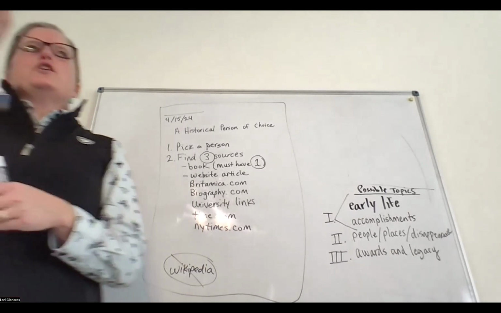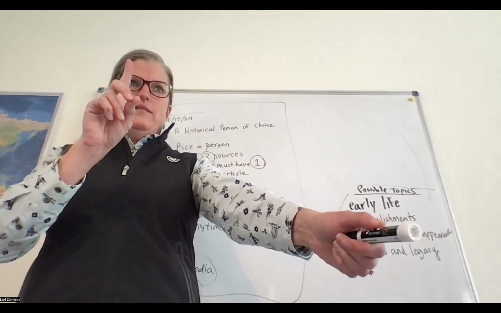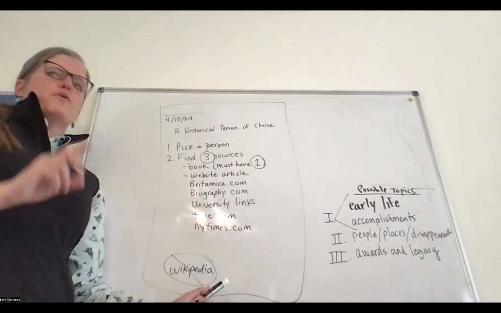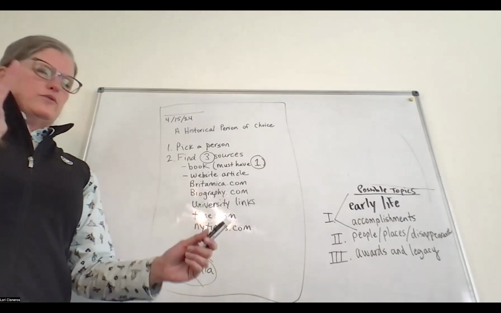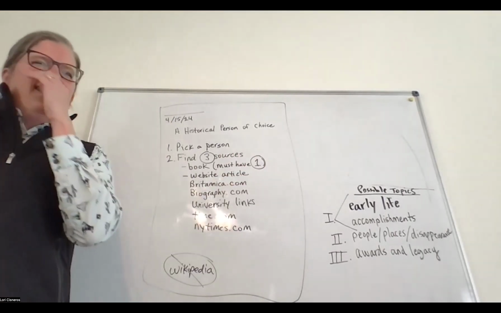So your homework, you have 2 parts to your homework. You're writing your first paragraph of Amelia Earhart, right? And you're going to find 3 sources to bring next week, and one of them has to be a book. So I'm going to message your parents about bringing a book.